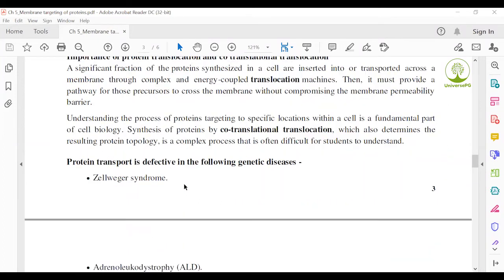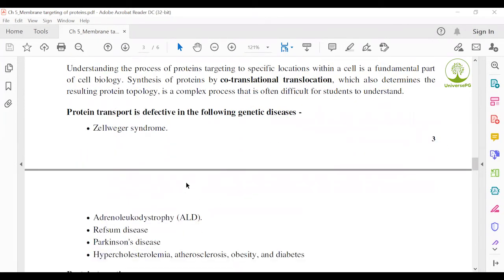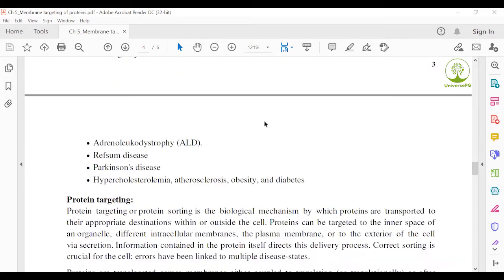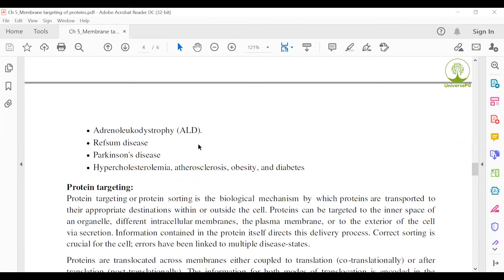Next, protein transport is defective in the following genetic diseases. When protein transport is defective, owing to different environmental, physical, or chemical parameters, some genetic diseases occur. First, Zellweger syndrome, a genetic disease. Next, adrenoleukodystrophy, short name ALD.